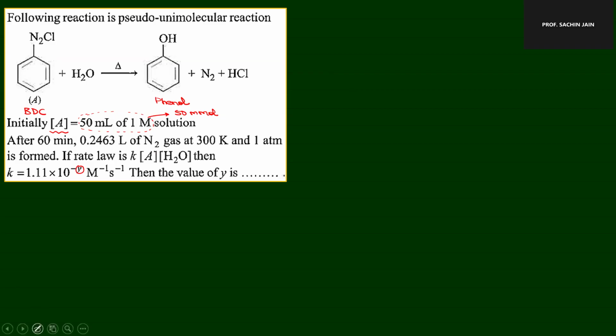So of course the moles could be found by ideal gas equation PV is equal to nRT. So number of moles of N2 is equal to PV upon RT. Pressure is 1, volume is 0.2463, or I can say 2.463 into 10 power minus 1, upon R, what is the R का value to be taken?